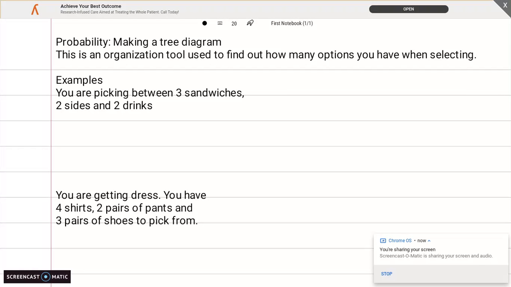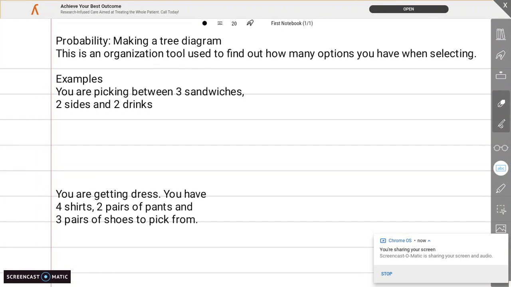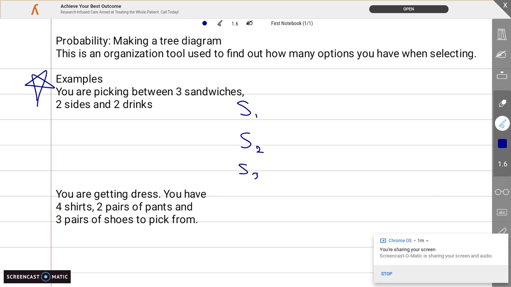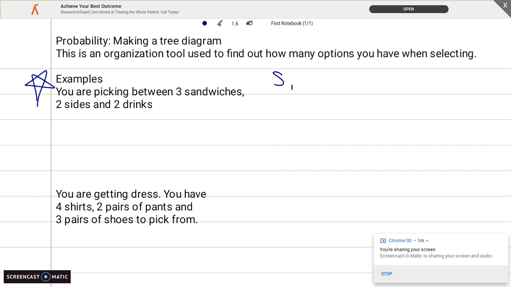Let's look at the first example right here. You're picking between three different sandwiches, two sides, and two drinks. When you start your tree diagram, it is always best to start with the first piece of information they give you, in this case, the sandwiches. So my first sandwich, sandwich one, sandwich two, and sandwich three. You're going to want to space this out a little bit because it can get cramped very quickly.